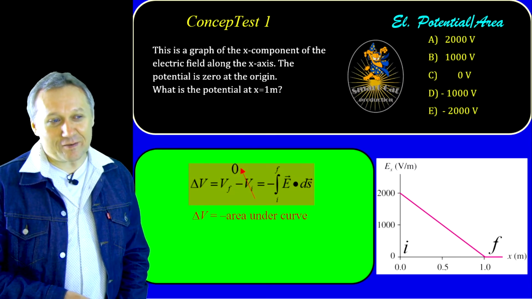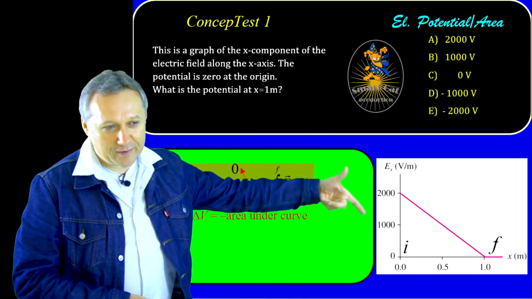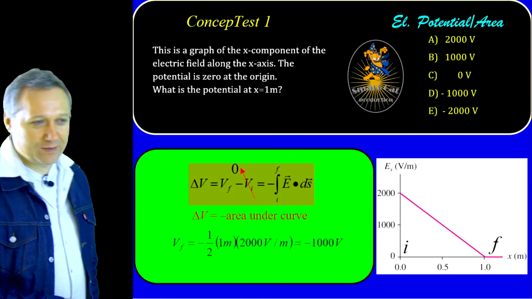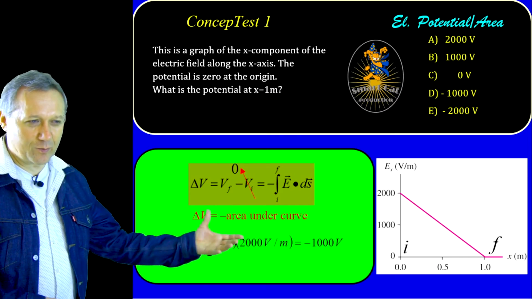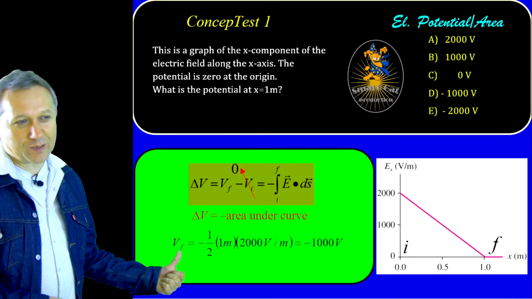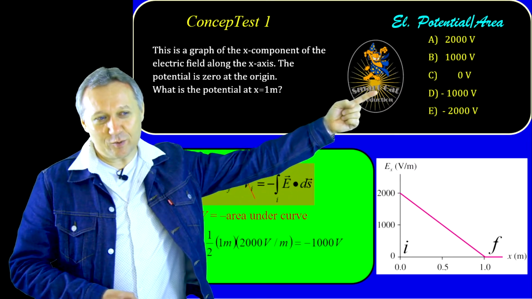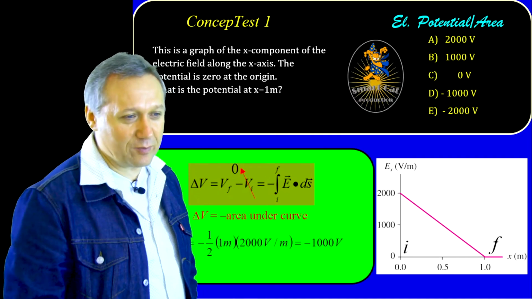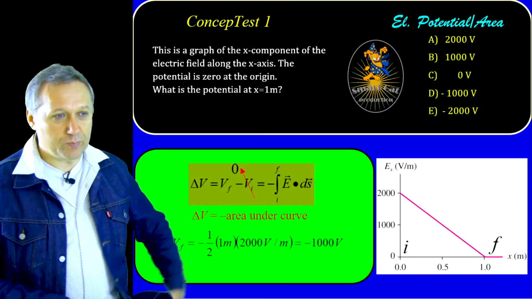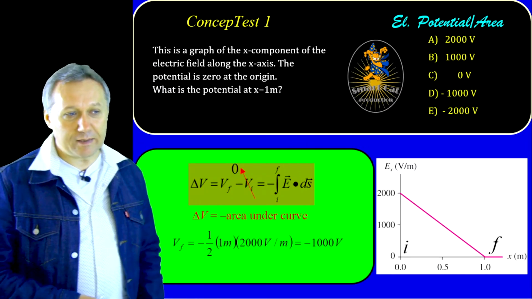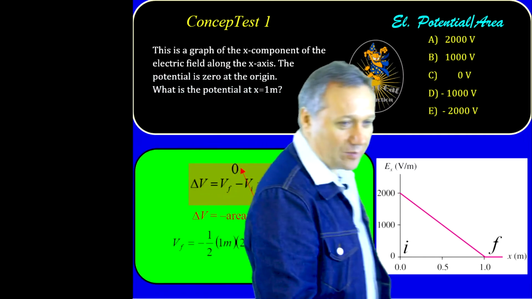So in this case, the area, of course, is the area of a triangle. It's 1/2, height is 2000, and base is 1 meter. So of course you're getting 1000, but again, some students forget about the minus, and usually it's 50-50. But in this case, most of you picked the correct answer, D, minus 1000 volts. So that's the value of the electric potential at that point.